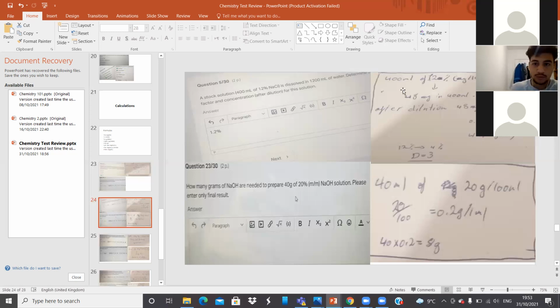Again, same concept: 12%, and then you have 4%. What's the dilution factor? 12 divided by 4 is 3.